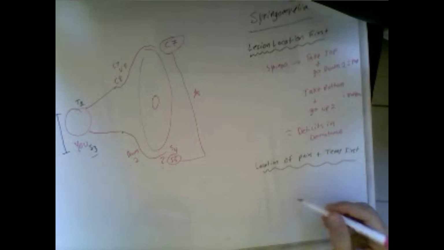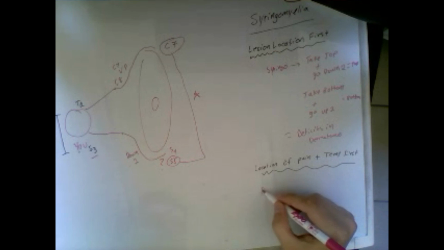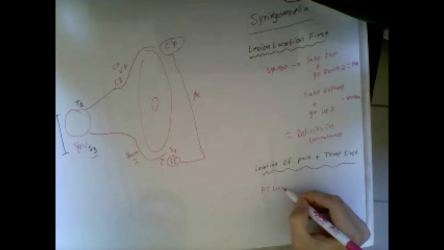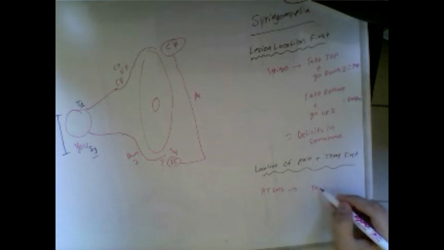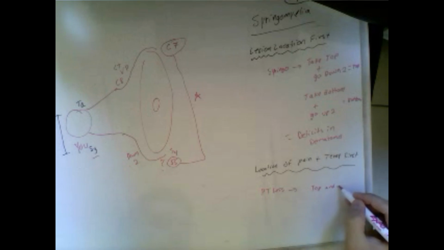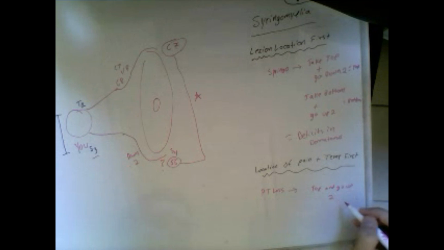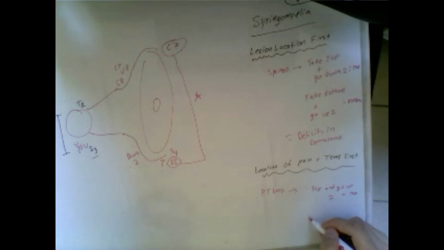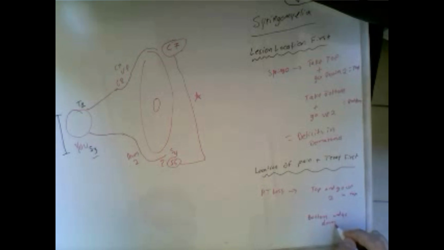In dermatomes. And then you have lastly location of pain and temperature. So this is where you have pain and temperature loss, and you just take the top and go up 2, that equals the top, and then you take the bottom and go down 2, and that equals your bottom, and that equals where your lesion is, syringo is.